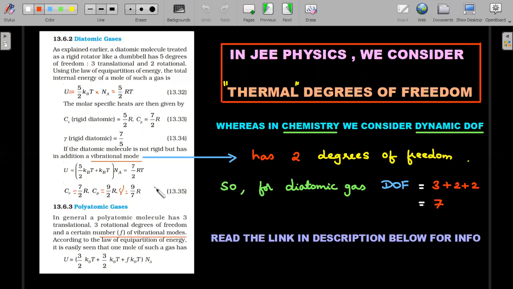Students who are interested in reading more about this, especially those preparing for IOQ, I have placed a link to a discussion from a famous website on the difference between the chemistry and physics definitions of degrees of freedom in the description below. Just search for the link and read it at your leisure. Not required for JEE Advanced and Mains, but those who are curious can get rid of that curiosity. So, thermal and dynamic degrees of freedom.